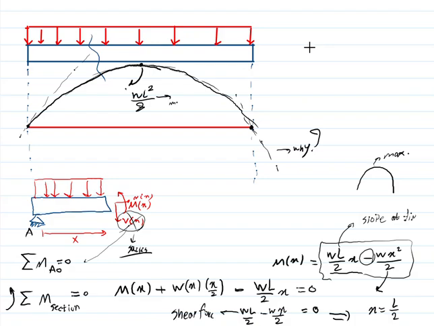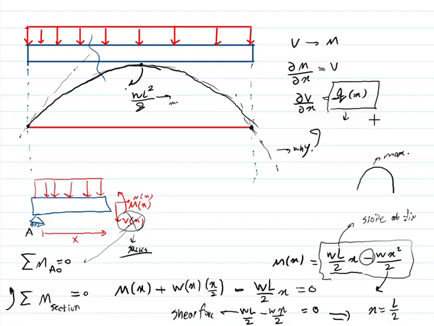But we learned something else, that V has some connection with M. And what is this connection? If I derivate M with respect to x, I get V. Fun fact, if you derivate V with respect to x, you will get minus Qx, your loading. Why minus? Why minus Qx? Think about it. Why minus? Why not Qx?